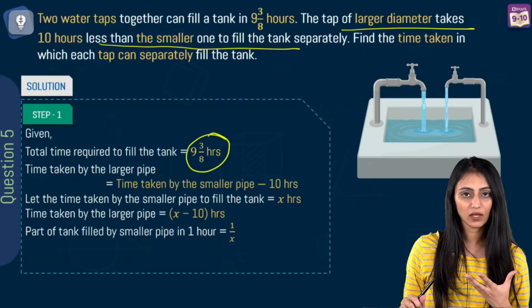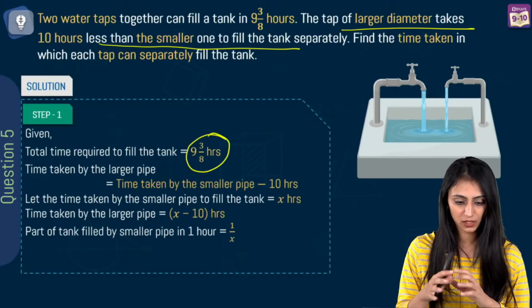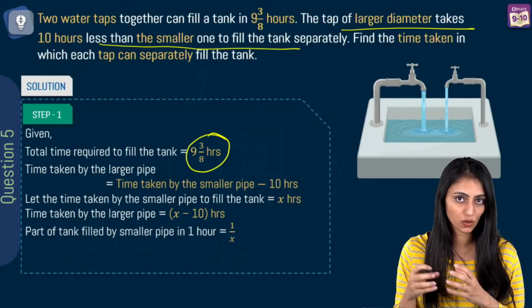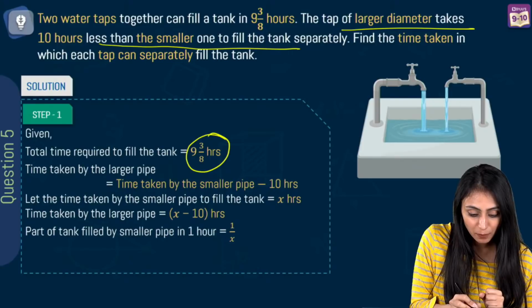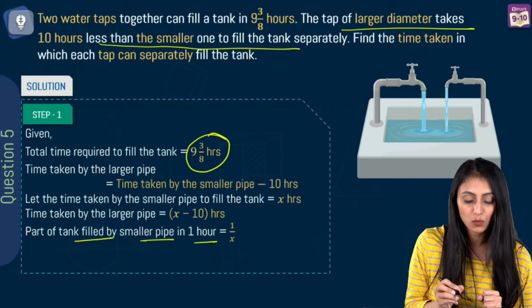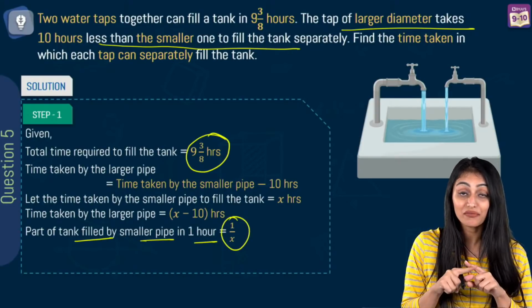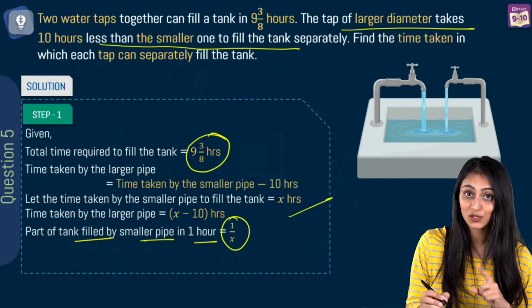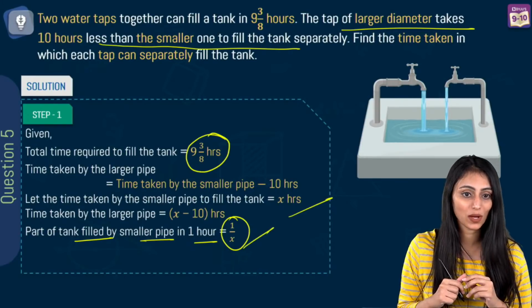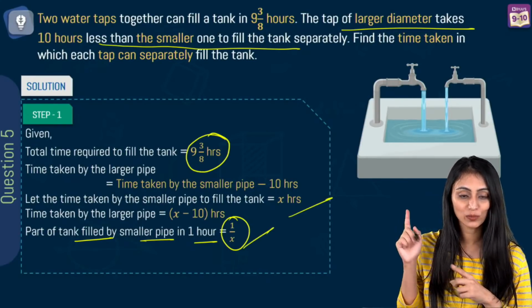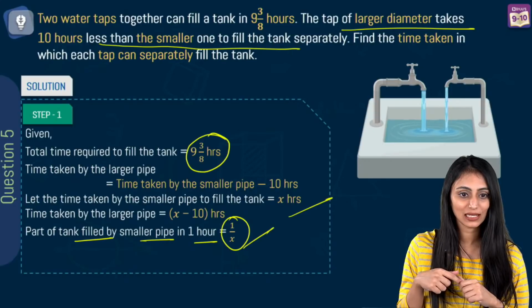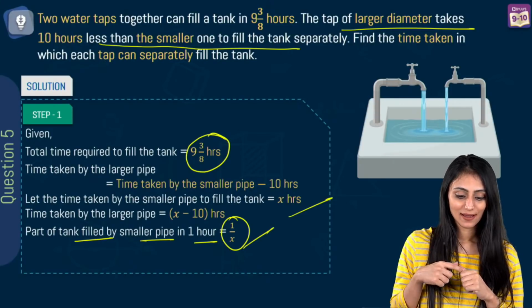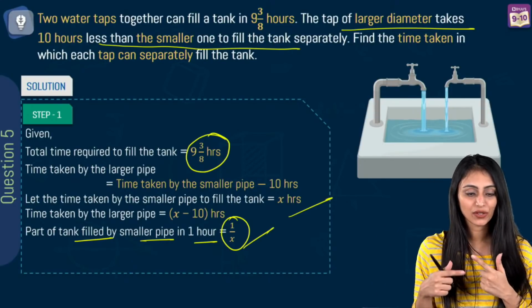So we are assuming the water is flowing uniformly. Nothing is written that water is not flowing uniformly. So the part of the tank filled by the smaller pipe in 1 hour is going to be 1 by x, because it fills the entire tank in x hours. So in 1 hour, it's going to fill 1 by x. I hope this is clear. Quickly. How are we getting 1 by x? Unitary method.